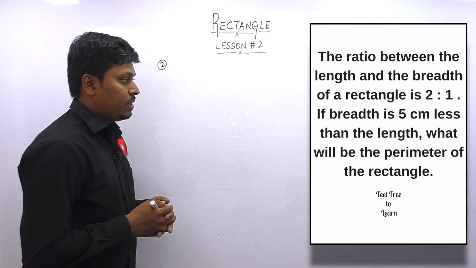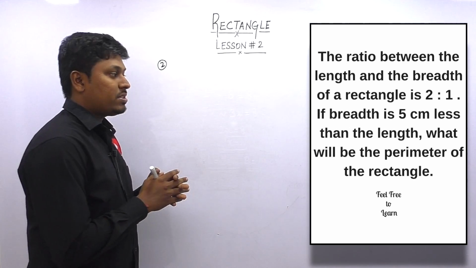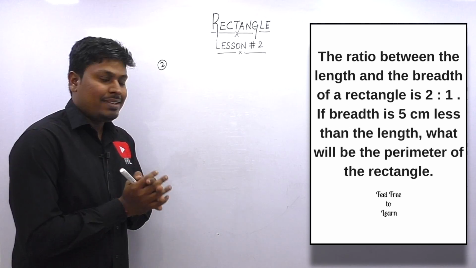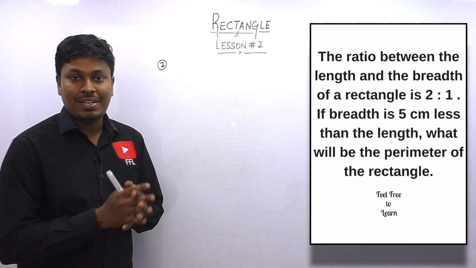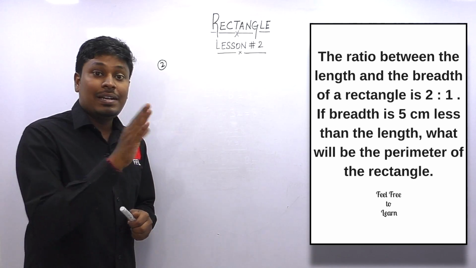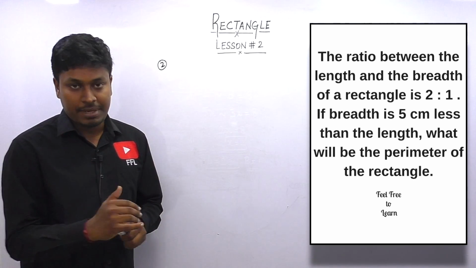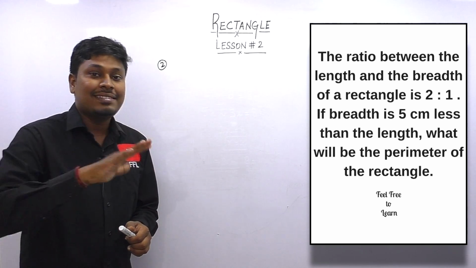Question number 2. The ratio between length and breadth of a rectangle is 2:1. If the breadth is 5 centimeter less than the length, then what will be the perimeter of the rectangle? It's similar to the previous question, because in the previous question they told that length is 8 meter more than the breadth. But in this case what they are saying is breadth is 5 centimeter less than the length.